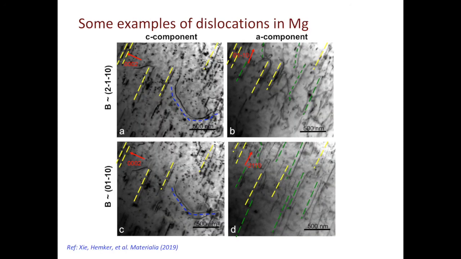Since my research focuses on magnesium, I'll share with you some of the TEM micrographs I took when I was working with Professor Hemke. By tilting the crystal to different diffraction conditions, we can reveal A, C, and C plus A dislocations. The yellow dashed lines indicate where the C plus A dislocations are. They appear to be basal bound. Then the blue curve shows where the C dislocations are, and the green dashed lines indicate where the pure A dislocations are. In the next video, we'll move away from metals and look at dislocations in more complicated systems.